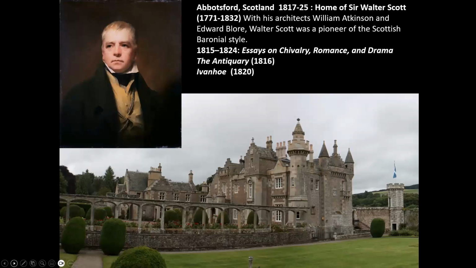So what were we reading by Scott? Well, undoubtedly essays on chivalry, romance and drama, but even more so his novels like The Antiquary and Ivanhoe. And the story of Ivanhoe is one again of your typical medieval knight who is going forth and rescuing damsels in distress. That was published in 1820.